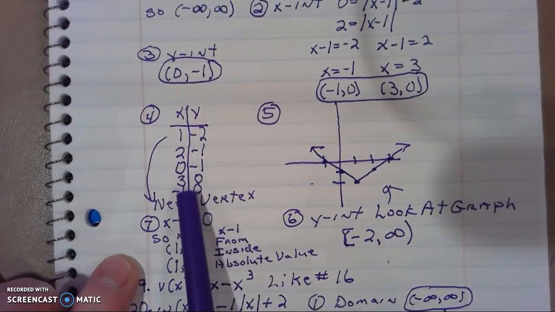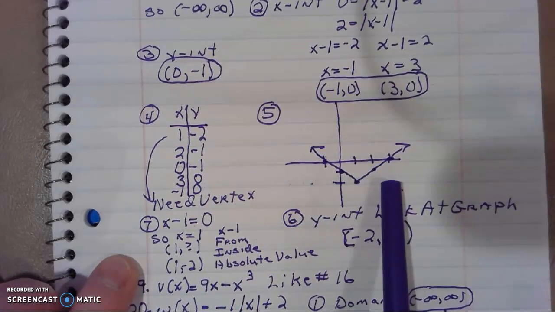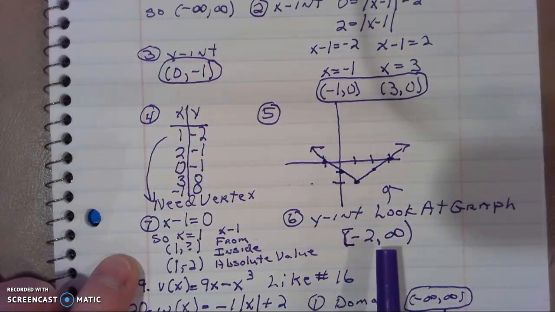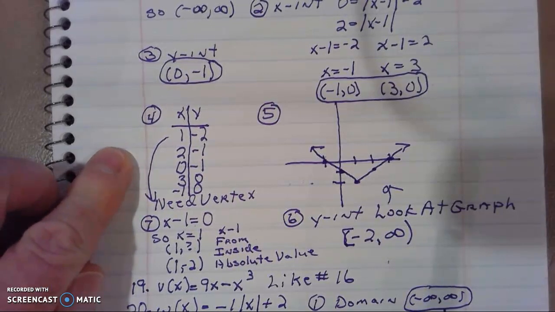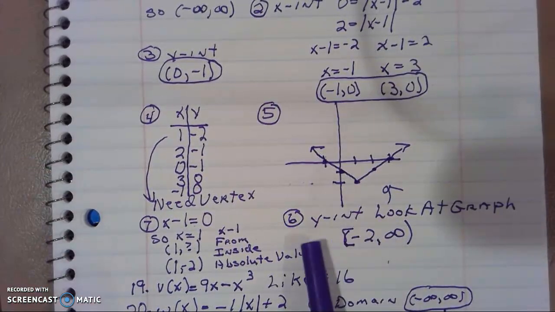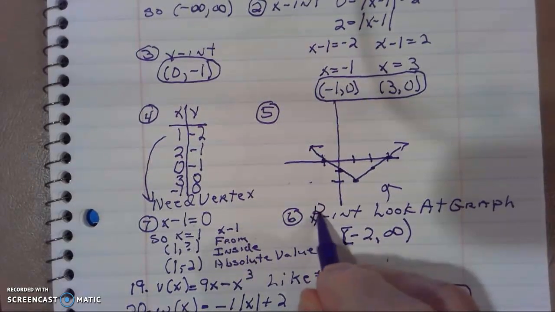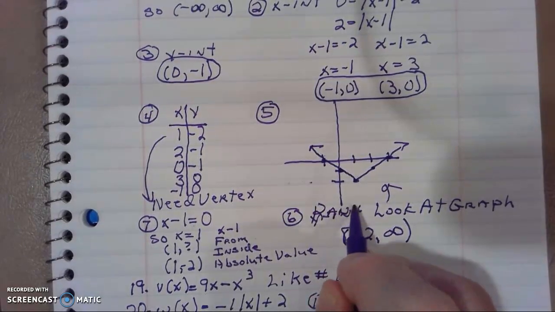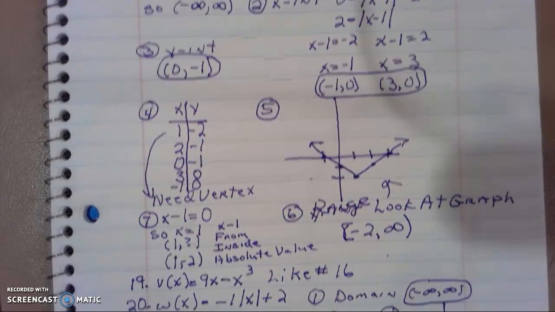Then go on each side of it. 1 to the right, 1 to the left, 2 to the right, 2 to the left. Get your numbers. Then plot them. Okay? So the vertex needs to be found probably before you do your table. And then number 6, look at your picture to find your range. Not y-intercept, to find your range. It's from negative 2 to infinity.